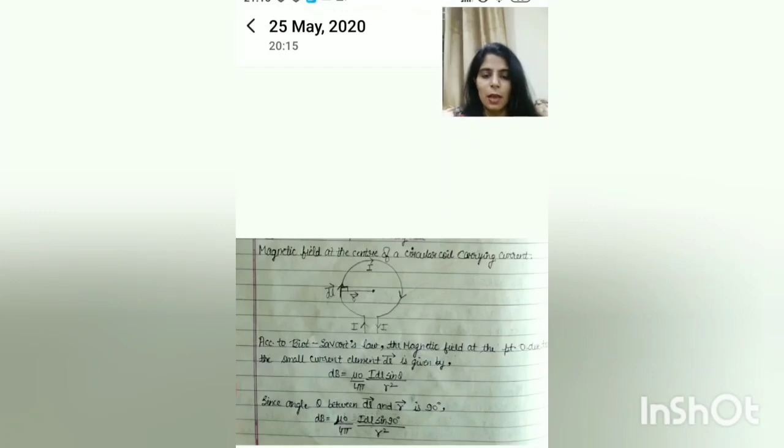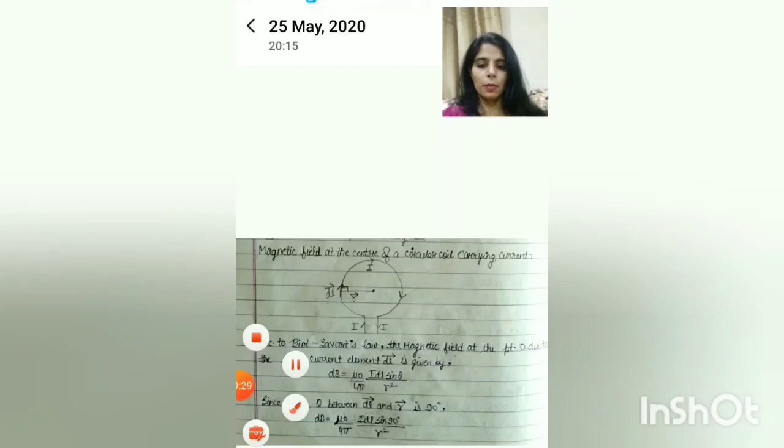In the given diagram, we have taken a circular coil in which the current is flowing in the clockwise direction. The radius of the circle is taken as r. We have taken a small current element of length dl from the circular coil.